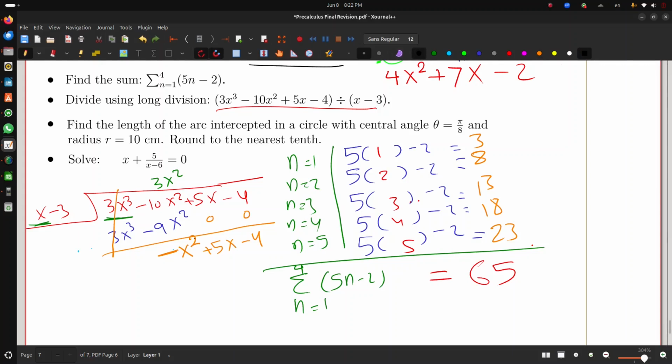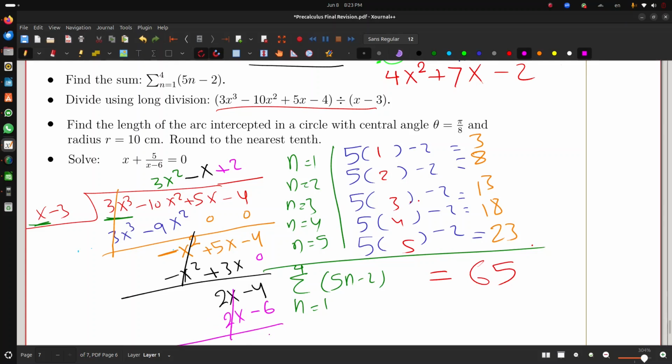And then doing it one more time, you will divide, it will be negative x, multiply by negative x squared, and then multiply with negative 3, it will be positive 3x. Subtract, this one is 0, this one is 2x minus 4, because negative 4 minus 0 equals negative 4. One more time divide, it will give you positive 2, multiply, it will give you 2x minus 6. And then subtract, this one is 0, this one will give you 2. This 2 is the remainder.